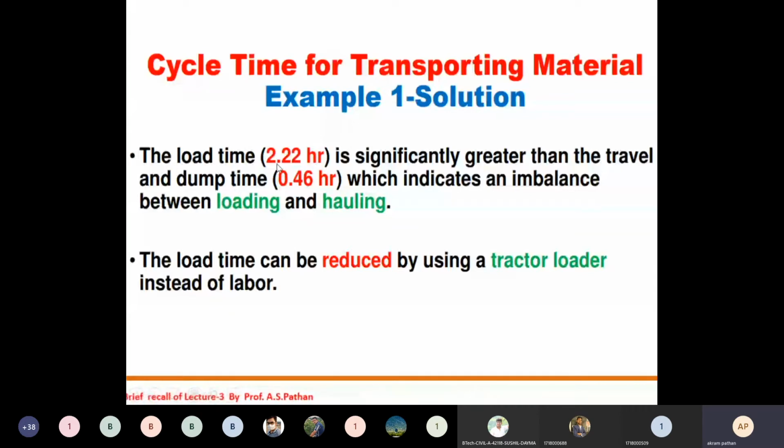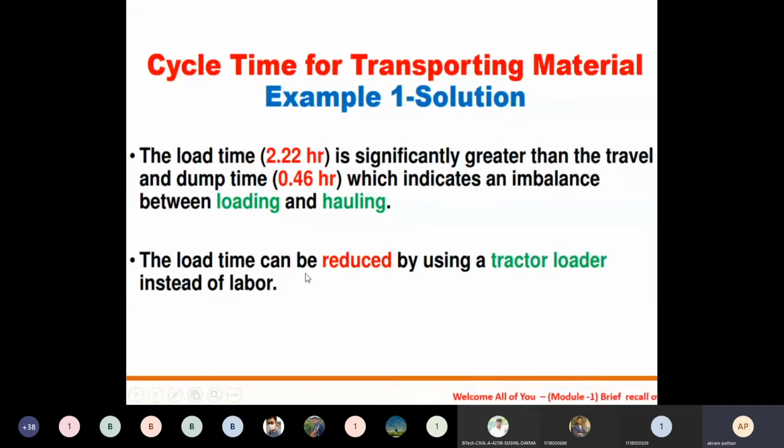The loading time means, when we load manually, how much time it will take. Suppose you want to load sand, brick or even coarse aggregate into a truck manually, how much time will it take? It will take 2.2 hours. So it is greater than the travel and dump time, meaning the empty time. The empty time is 0.46 hour, which indicates an imbalance between loading and hauling.